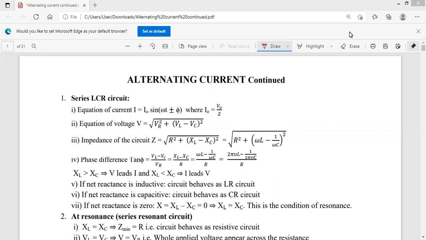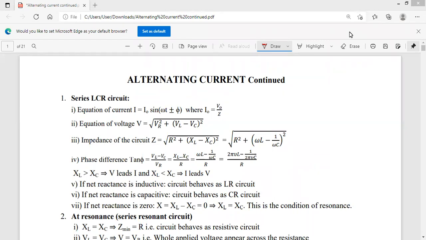In the previous class, we discussed the important definitions regarding alternating current, and then the pure resistive circuit, pure capacitive circuit, and pure inductive circuit. Now, in this class, we'll discuss the LCR circuit, resonance, LC oscillation, and transformer.